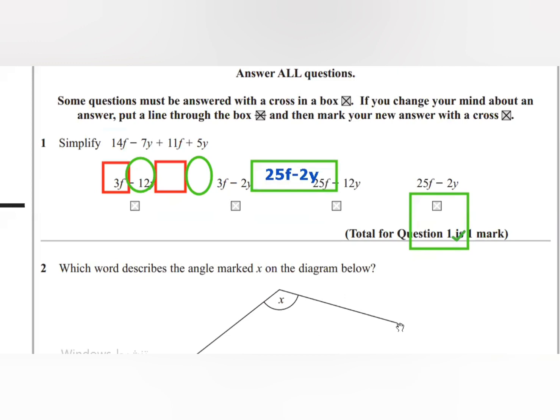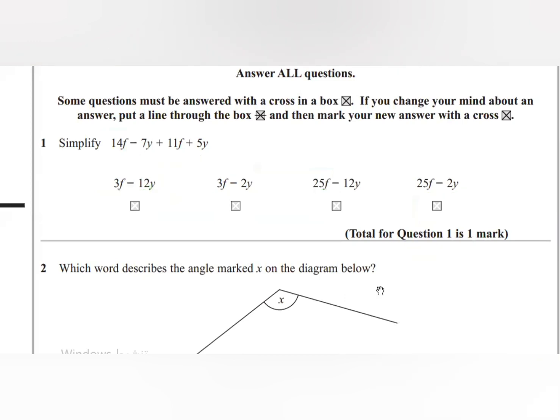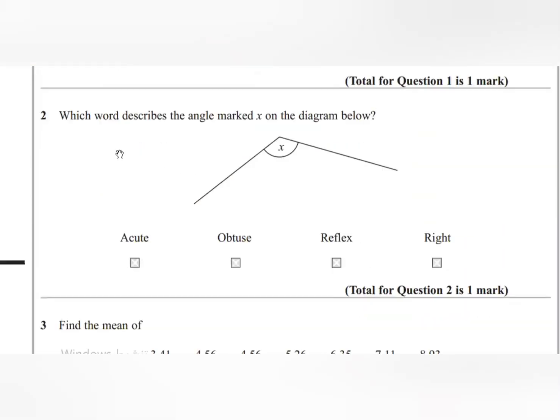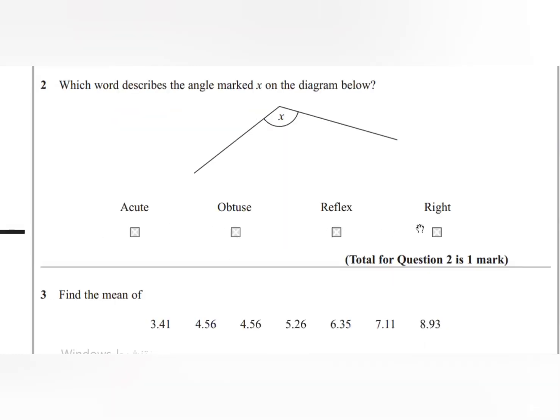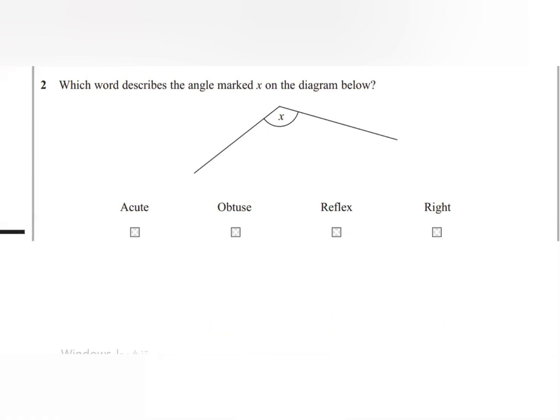Question 2. Which word describes the angle marked X on the diagram below? We talked about angles below here. First, let me cover this. Let me explain the angles again here. We talked about the meaning of each of these angles. Let's go through them very fast.